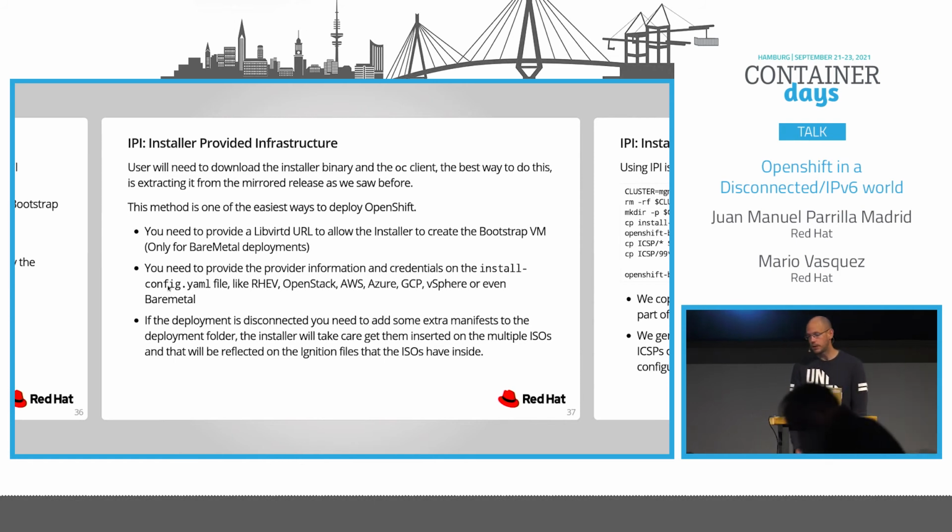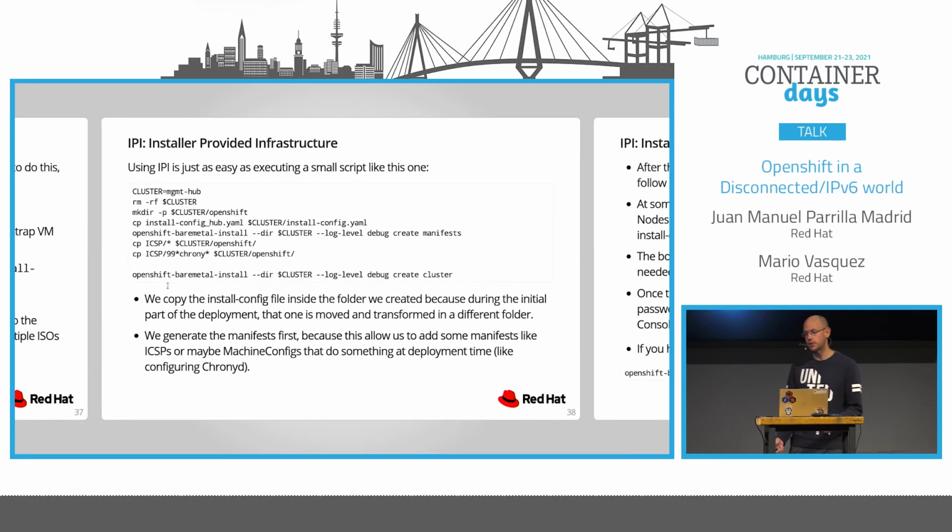And if you will deploy in a disconnected way, you need to add some more manifests. In this case, you need to add ICSP files in order to point to the right image instead of pointing to the internet. For example, a good thing is the CRI-O side. In this case, we put an example. This way, the deployment will get in sync during the deployment. It will copy the install-config file, it will be consumed, and then all the manifests will be copied into the openshift folder. So, yeah.